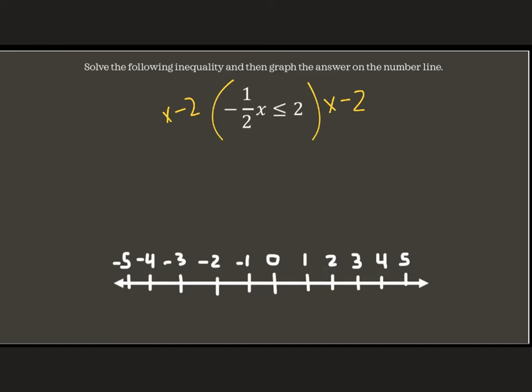When I do that, I'm left with just x on the left, and then 2 times negative 2, which is negative 4 on the right. And then since I multiplied by a negative, I need to flip my sign. Now that says x is greater than or equal to negative 4. So I'm at negative 4. It needs to be a closed circle, and x is greater than negative 4, so I need to go to the right. So closed circle, arrow pointing to the right.